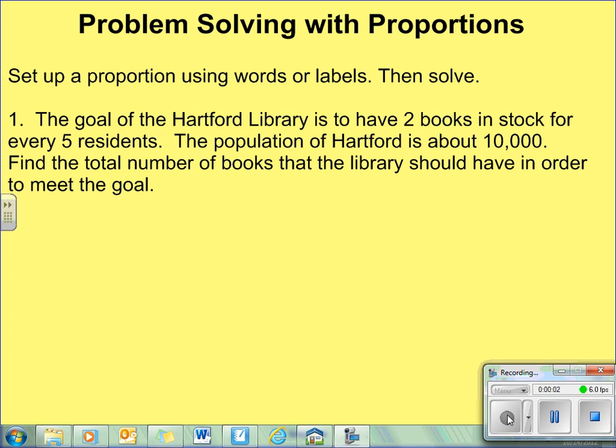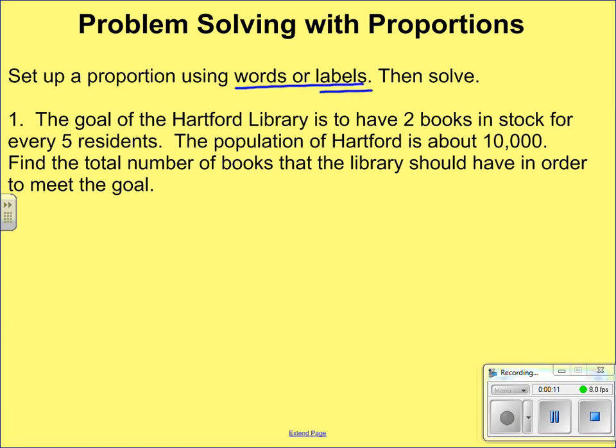Today's lesson is going to focus on just solving some word problems using proportions. So we're going to start every problem, after we read through it, by just setting up a proportion that's going to talk about which words or labels we're going to be comparing.